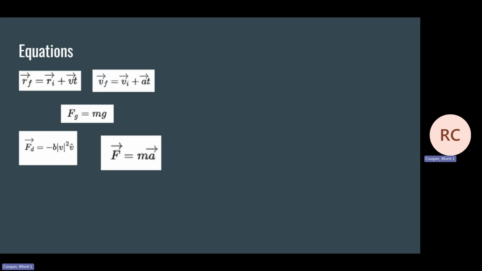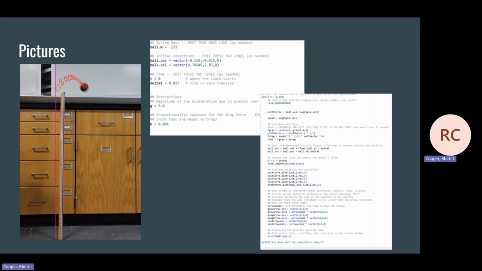We got the position update formula, the velocity update, force of gravity, force of drag, and of course, F equals ma, our beloved. We got some wonderful pictures here to share with everybody. We had our ball as it's flying through the air with our tracker app.